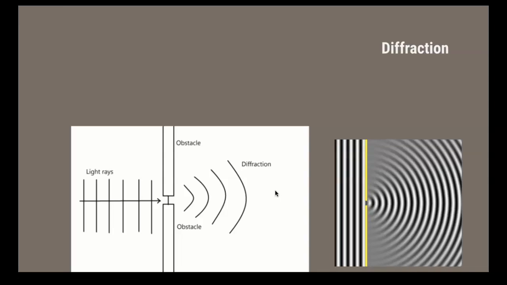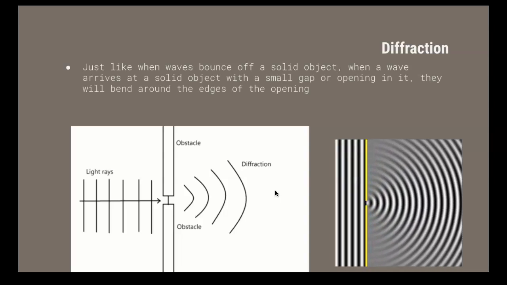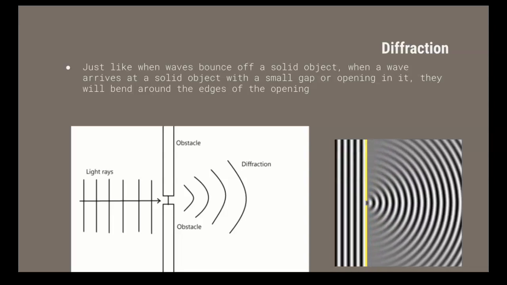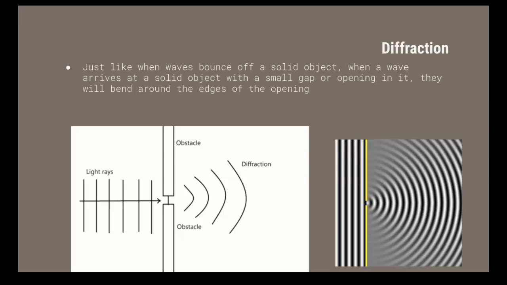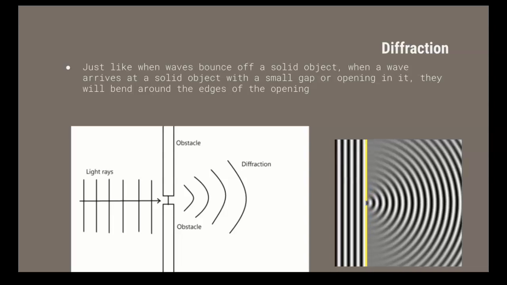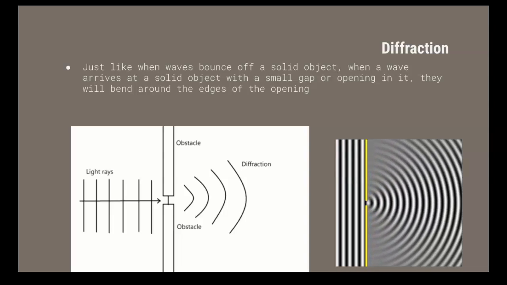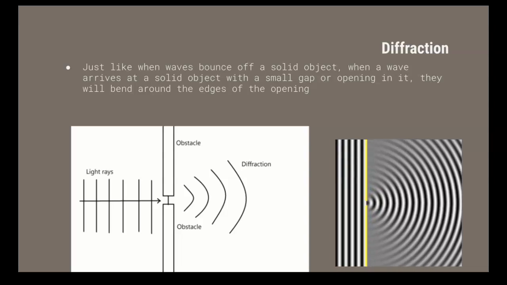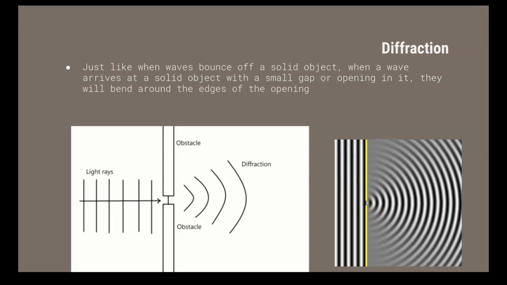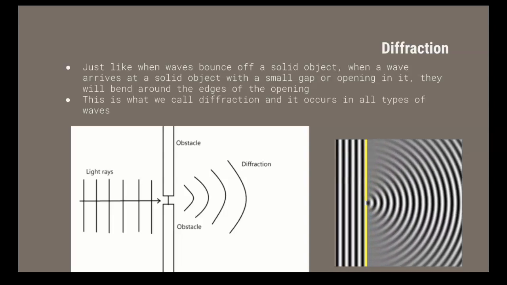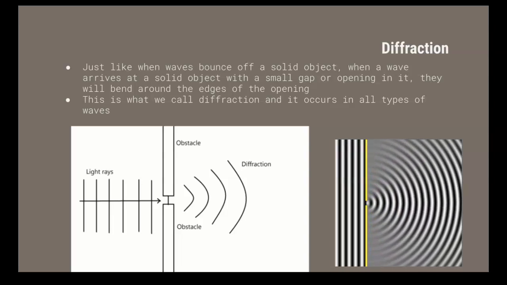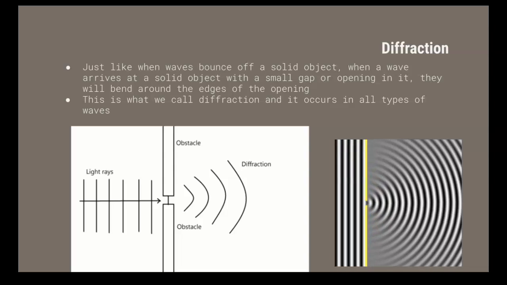Diffraction is a little bit of a different process. This time it's looking at what happens when light, or any wave for that matter, hits a solid object. Normally the wave would bounce off, but this time if you have a tiny opening in that object, instead of it being completely solid, the wave will try to travel through that small opening, and it will bend the wave around the edges of the opening. That's what we call diffraction. And it happens in sound waves and light waves and any of the other EMR waves as well.